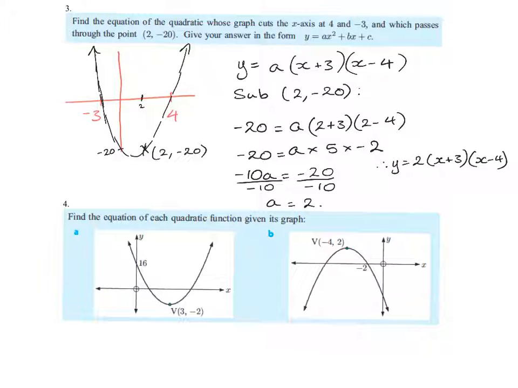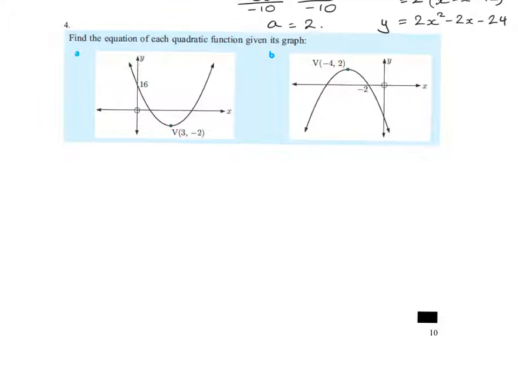Now, but wait a minute, they said to give your answer in this form. So this time, I have to expand it. And it's important that you do, otherwise you might lose marks. So now to expand this, what I would do is I'd leave the 2 out the front and expand my brackets to get x squared minus 4x plus 3x, which is minus x, minus 12. And then times all that by 2, and I get that. So that's my final function in the way they wanted it to be.